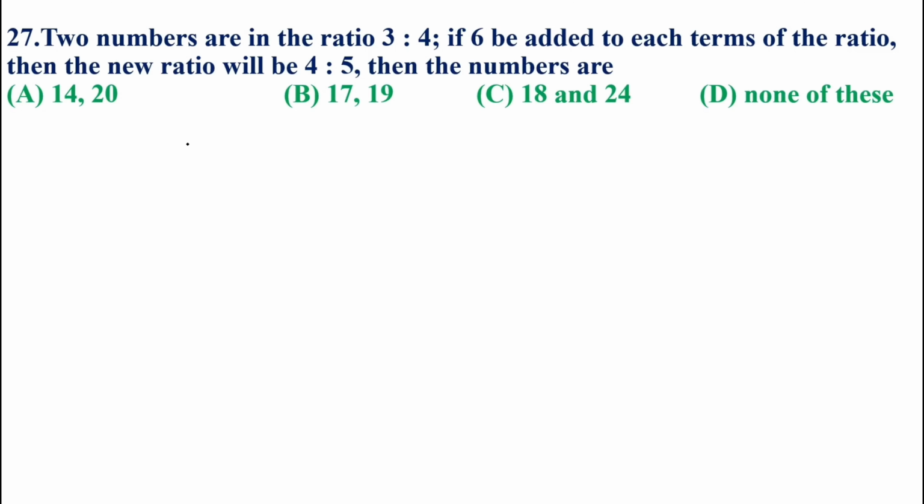Two numbers are in the ratio of 3:4. There are two numbers. They are in the ratio of 3:4. If 6 be added to each term, so if I add 6 to it, then this will become 4:5. Then find the numbers.